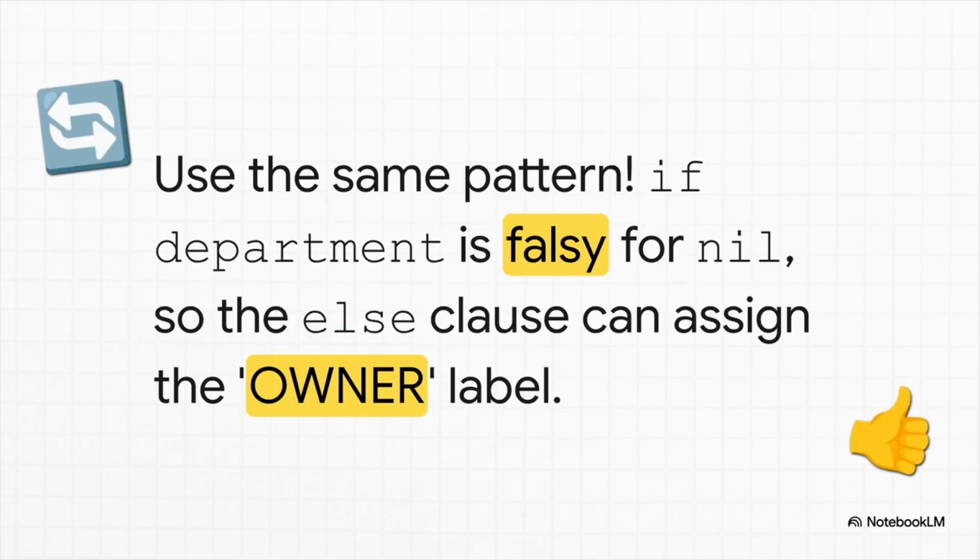It's so good. We just create this little department label variable. We check if department. If it's a real string, it's truthy, so we just uppercase it. But if it's nil, it's falsy, and our else kicks in, and we just pop in the string owner. It's the same elegant pattern, just on a different piece of data.